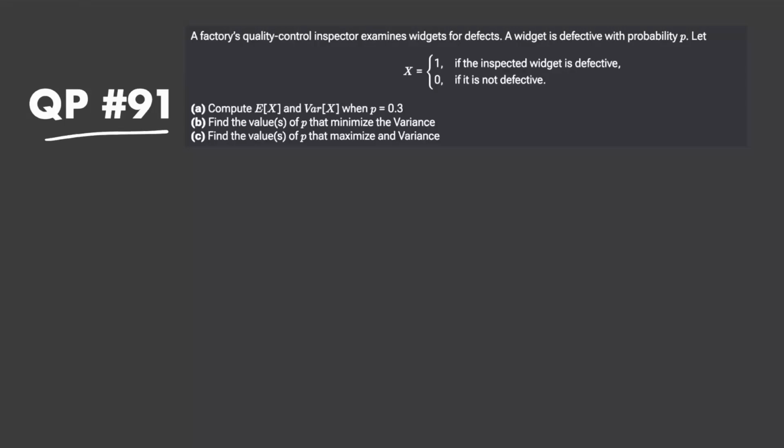Hello everyone, today let's take a look at QP91, a basic Bernoulli question. In this question we have a quality control inspector who examines widgets for defects, and a widget is defective with probability P, and we let x equal 1 if the inspected widget is defective and 0 if it's not defective, so x is a Bernoulli random variable.